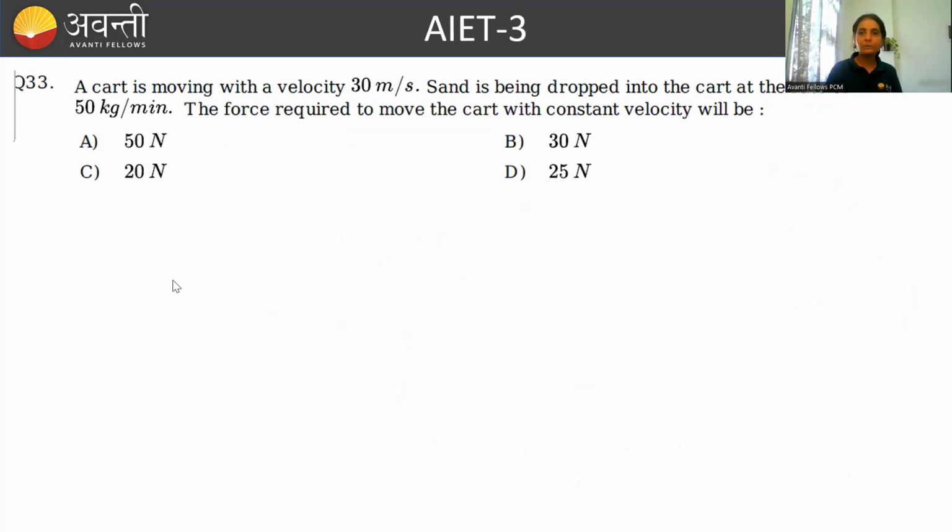Now let's solve this question. So in this question, what is there? Let's do it.